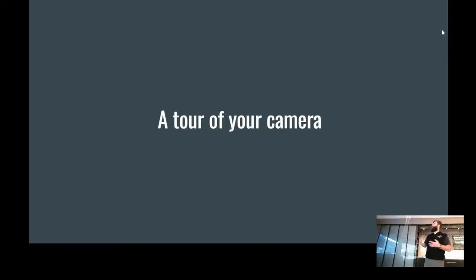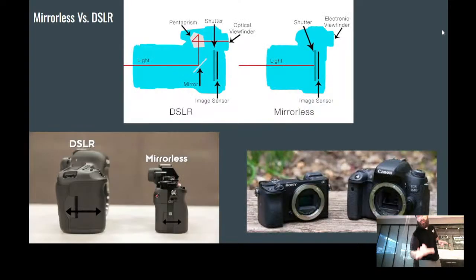Let's go over a tour of your camera now. So we broke those down. We've really understood a little bit of what the difference is. I have some images real quick though to break it down a little bit further. So, like I said, mirrorless and point and shoot are very similar. The only difference between them is that mirrorless has interchangeable lenses. Point and shoot, you cannot change the lens.